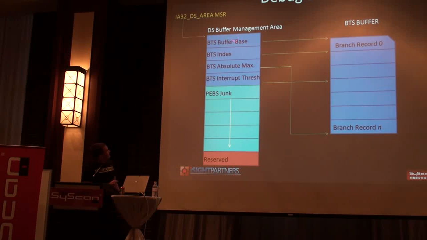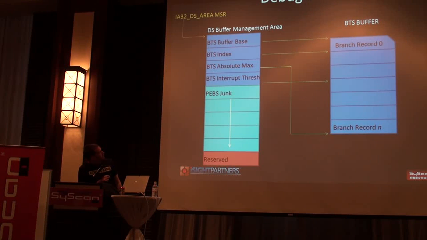So you have this DS buffer management area, and before you enable tracing using last branch recording, you have to set up these values in memory. You have to set the buffer base, the buffer index, the absolute max of your buffer, how big your buffer is in memory, and your interrupt threshold. And then below that is a bunch of, I can't remember what that stands for right now, it's escaping me, but it's a precise event-based something or other. Anyways, it's junk, and I'm not using it, but PEBS and BTS both are implemented in this debug store, so you have to set this stuff up in memory.